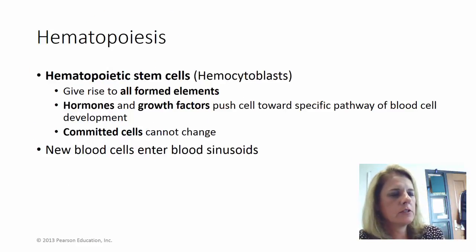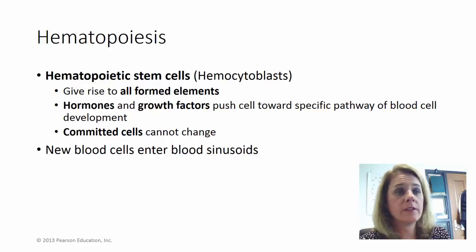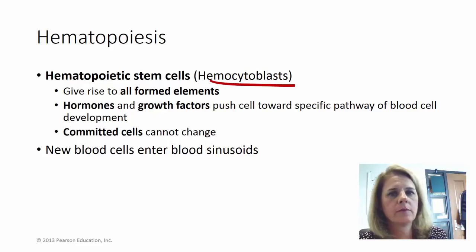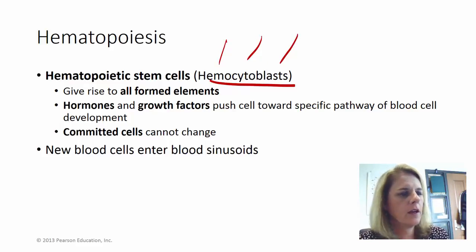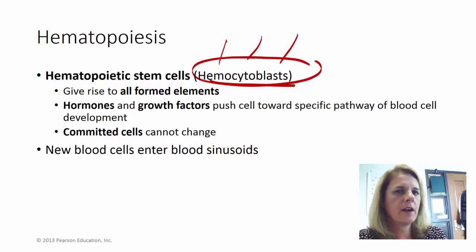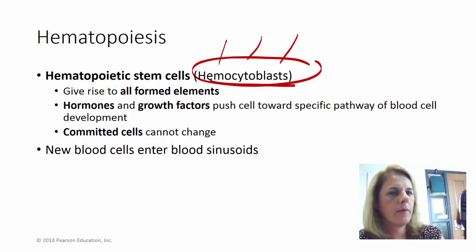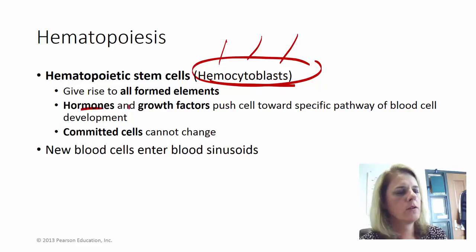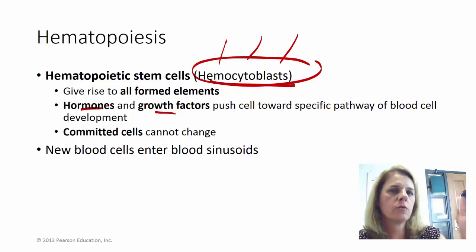Okay. So hematopoiesis, you have to have a stem cell, a precursor or a kind of progenitor, a beginning cell. And so that's called the hematopoietic stem cell or hemocytoblast. If you remember, blasts are those young immature cells. Hemo means blood, cyte means cell, so hemocytoblast is a young blood cell. And these cells give rise to all of your formed elements, okay? You have this one cell, and it can become anything. It can become a white blood cell, a red blood cell, whatever. But in the presence of certain hormones and growth factors, it will then be pushed toward a certain line.